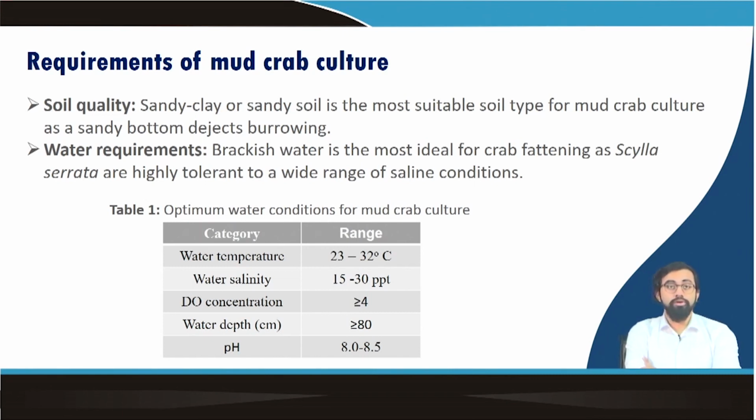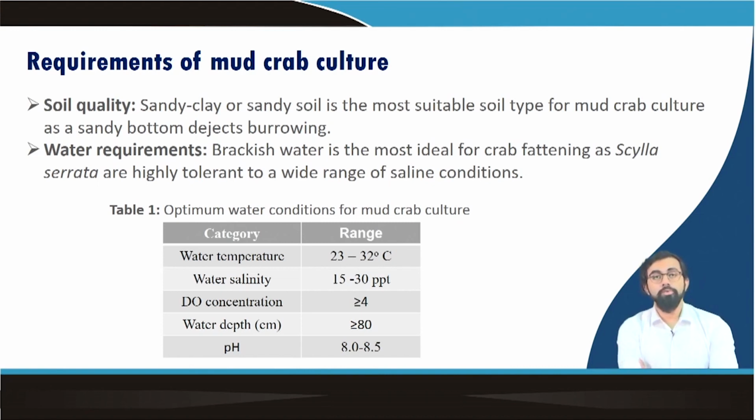It is very much tolerant. They are actually tolerant to a wide range of saline conditions, and you see the optimum range can be from 15 to 30 ppt, which is very high. So it can be as low as normal brackish water to even standard seawater also. It can easily survive.